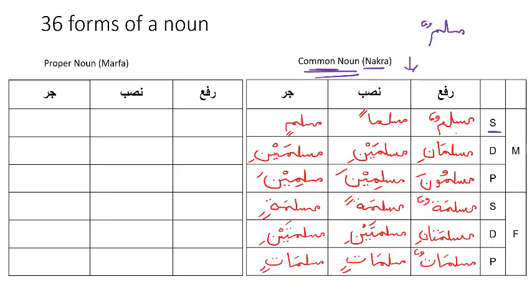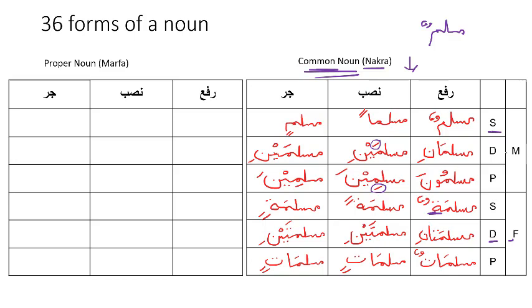Muslim singular is muslimun, musliman, muslimin. Muslim dual is muslimani, muslimaini, muslimaini. Plural muslimuna, muslimina, muslimina. Notice the difference between dual and plural. With dual, we have this zabar or fatha, and with plural, we have a zair or kasra. Then feminine, singular is muslimatun, muslimatan, muslimatin. Going from male to female, we add this ta marbuta. Then in dual, we have muslimatani, muslimataini, muslimataini.